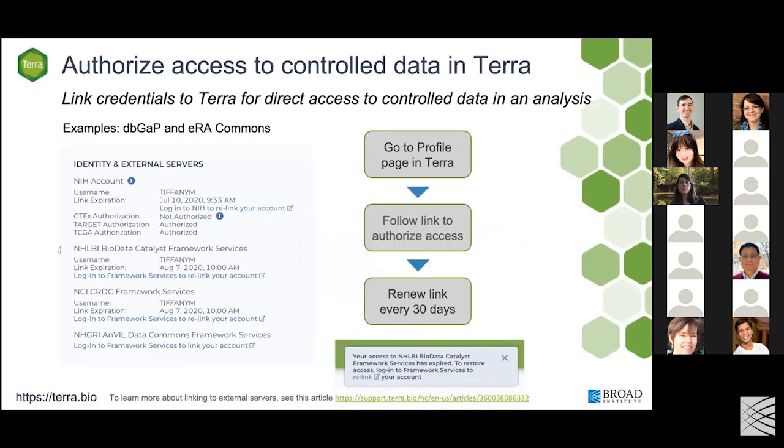If you're working with controlled access data, you can link your Terra account to that controlled access data set through your profile page. So for example, if you're someone who uses dbGaP or eRA Commons, you can link by using your profile page in that profile dropdown from the Terra main menu. And so here are just a couple examples. You can link to an NIH account, a BioData Catalyst framework service, an NCI framework service, or an AnVIL framework service. You do need to renew links to controlled access data every 30 days.